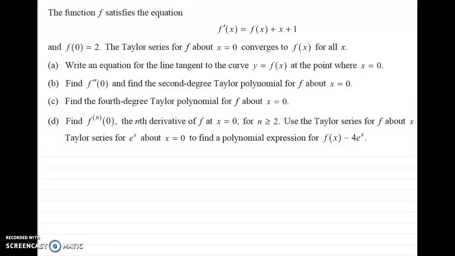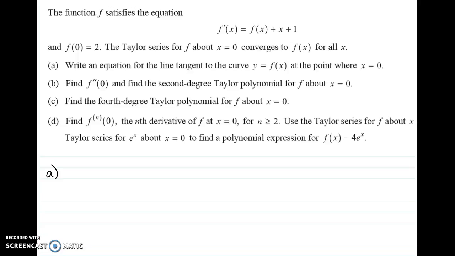All right, guys, last problem. The function f satisfies the equation f prime equals f plus x plus 1 and f of 0 equals 2. The Taylor series for f about x equals 0 converges to f for all values of x. Write an equation for the tangent line at the point where x equals 0.